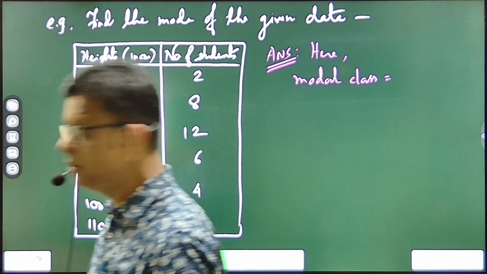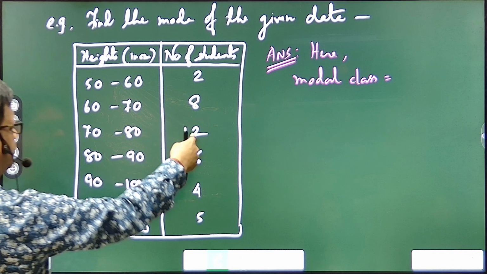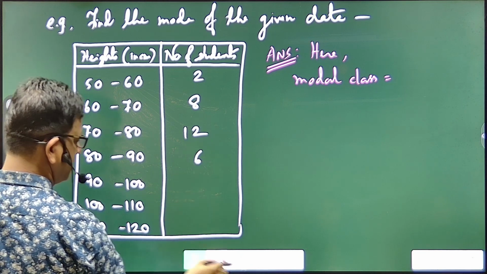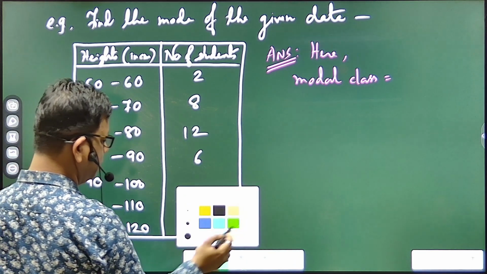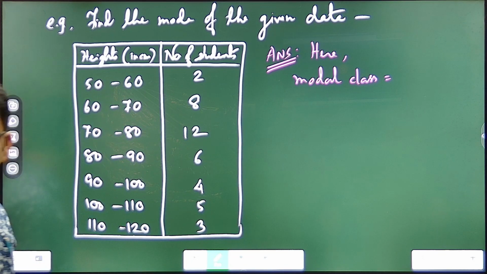As I said, 80 to 90, which number? So this is 2, 8, 12, 6, 4, 4, 5. Just a minute. This is suppose 4, right? This is suppose 3. Okay, all right. Can I start now?